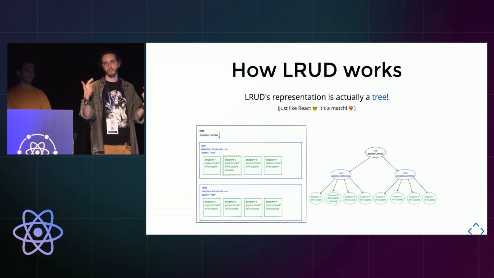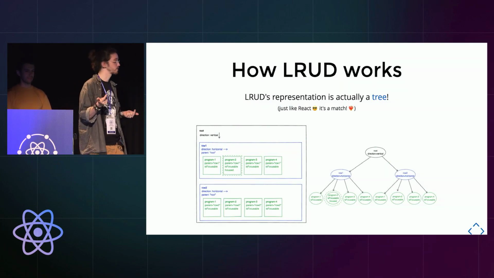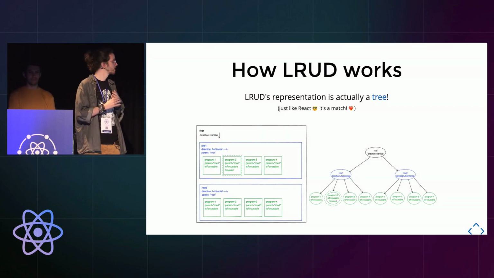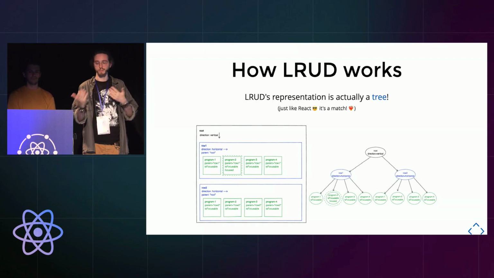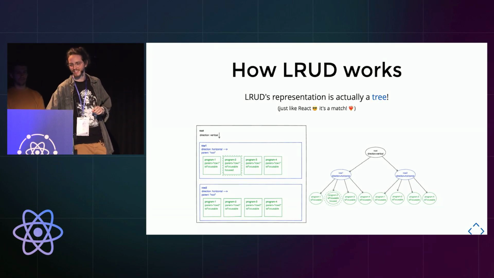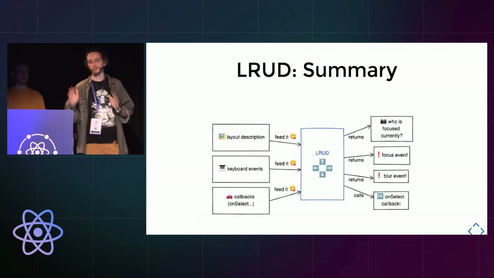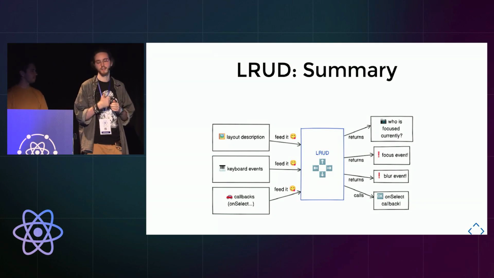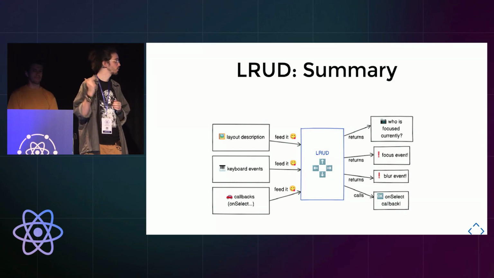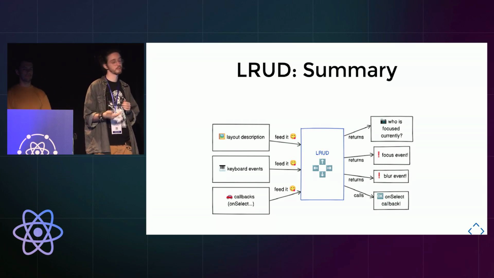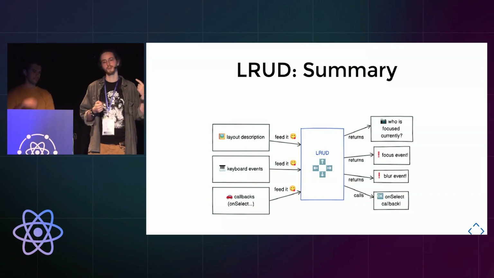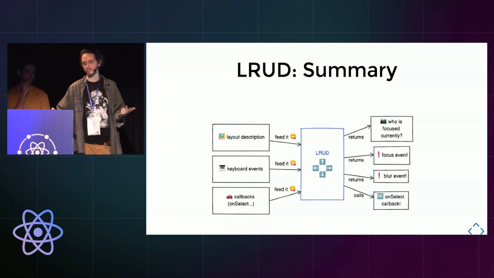And if you think this through, it's actually a tree. Each node has one parent, and Lrud is represented as a tree. So just like React, so we can probably do something. To sum up, you feed Lrud with a layout description, some keyboard events, some callbacks, and Lrud will return you who is currently focused, return you some events, and will call your callbacks when you want to select something.